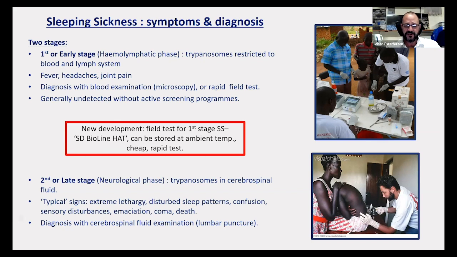There is a new development, which is a rapid field test. If you look at this top photograph, you can see that little device on the table there with those rings. It's an agglutination test, where within 20 minutes you have a result, positive or negative for the patient. The benefit of this is it can be stored at ambient temperature, it's cheap and it's rapid.